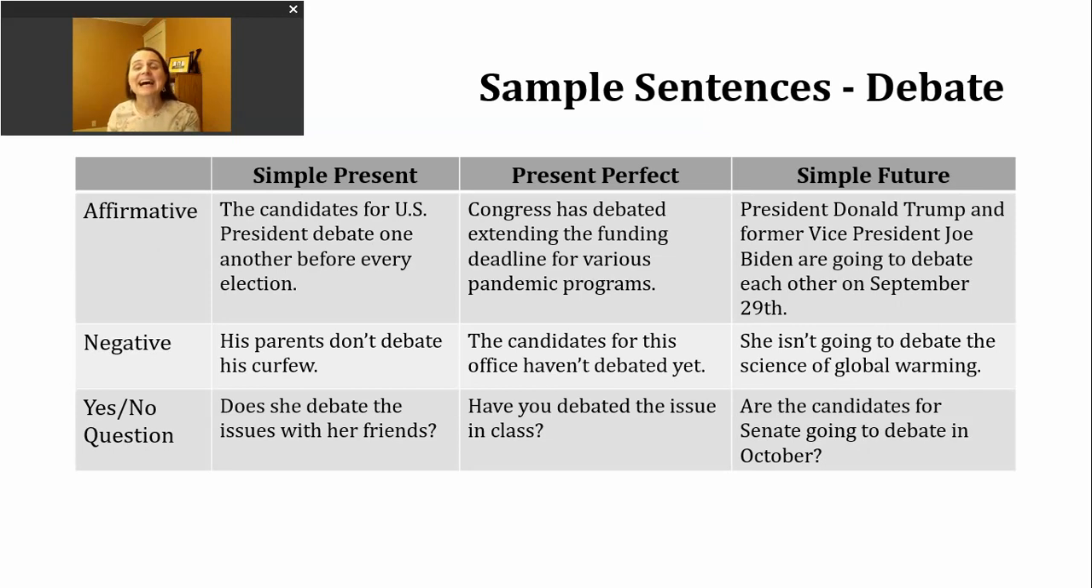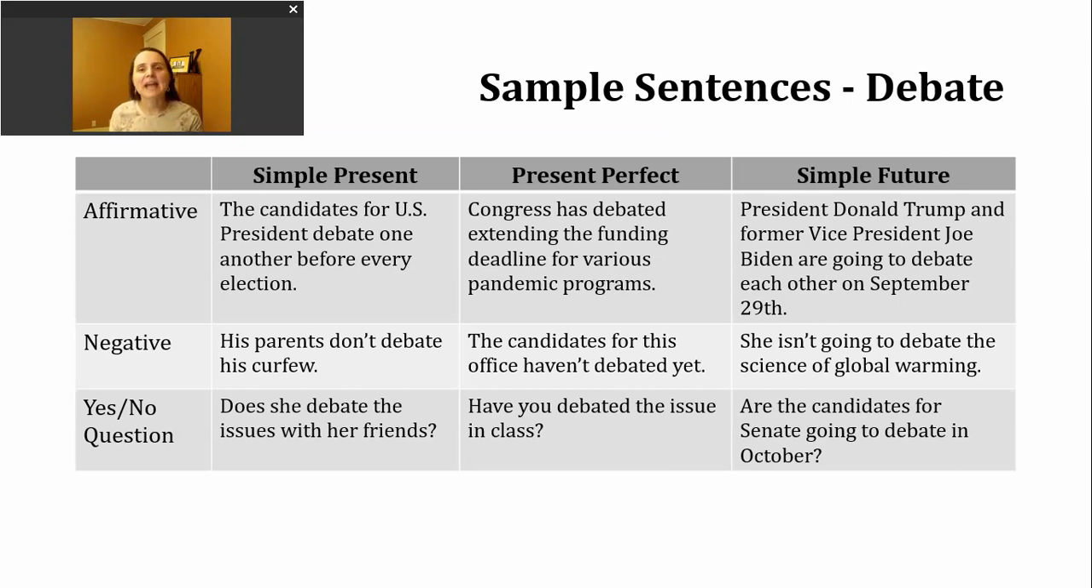If I want to make a negative sentence in the simple future using be going to, I'm just going to insert not after my be verb. Here is an example. She isn't going to debate the science of global warming. So again, here is someone who says, no, I will not argue about this.